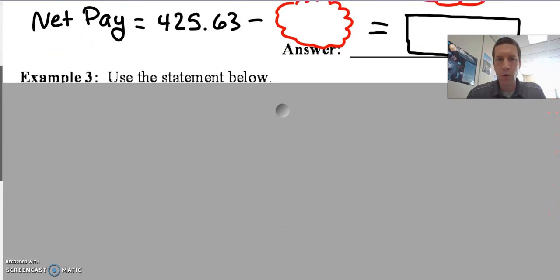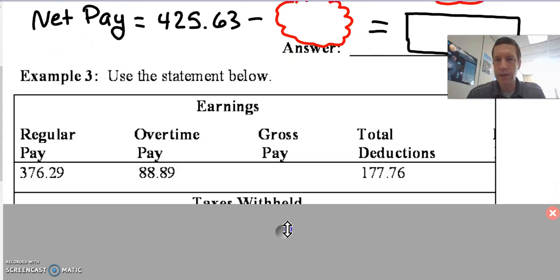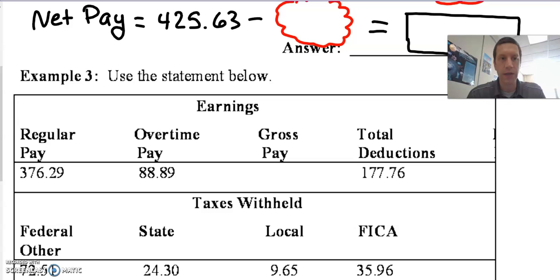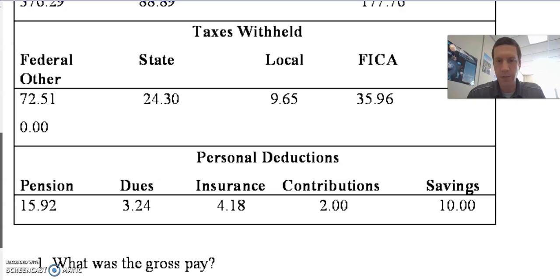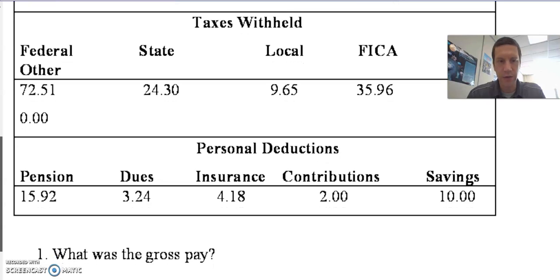So that's if we have a word problem, but you're also going to see this as an earning statement, right? So we can pull info from this earning statement. So the top part, earnings, shows our pay and deductions. The middle section is taxes withheld, so we see federal, state, local, and FICA. And then at the bottom's our personal deductions, so union dues, insurance, savings, that sort of thing.